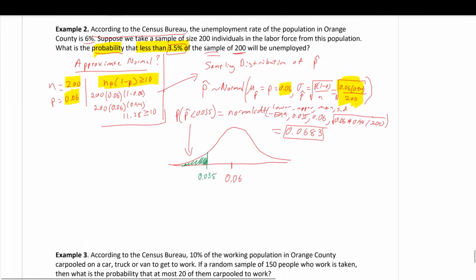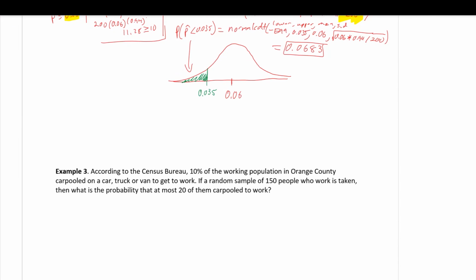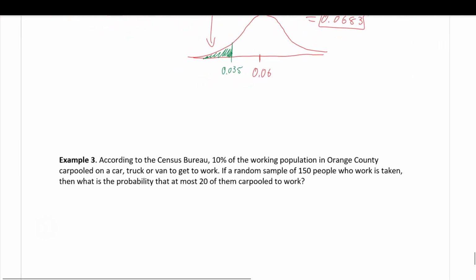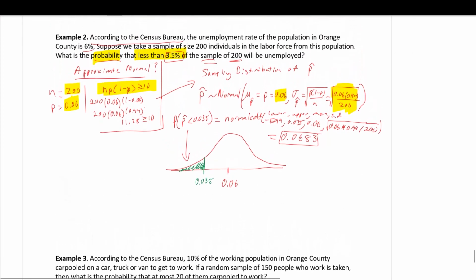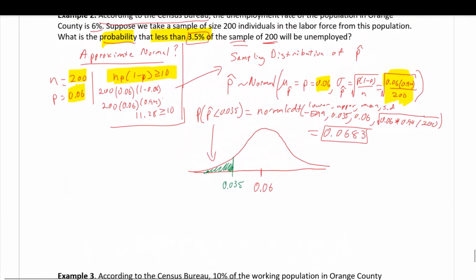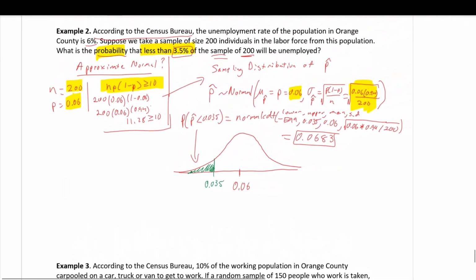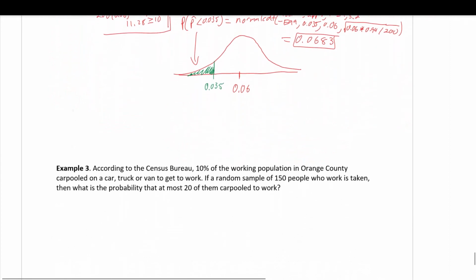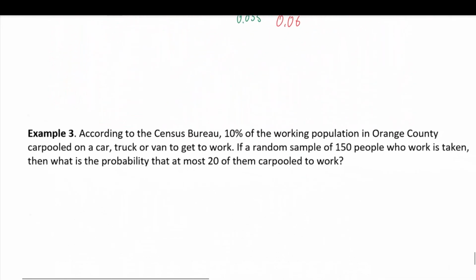Okay, let's do another question. Now, there's another way that they could ask these questions. Instead of them asking for, like in the previous question, what's the probability that that proportion is less than 3.5%, they might not give you a percentage. You might have to come up with it yourself. Okay, so like in this following question.